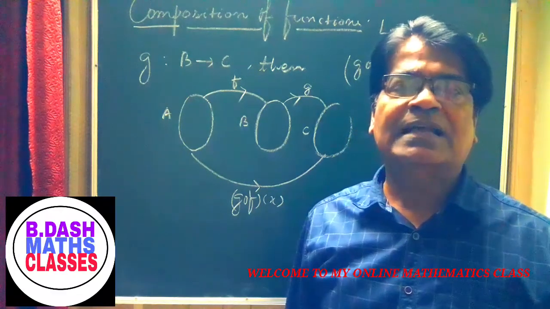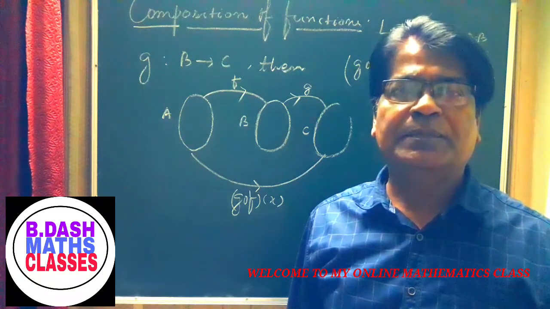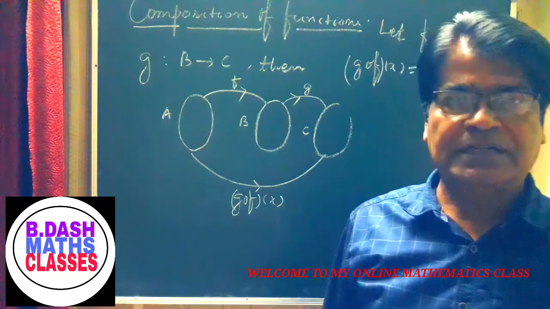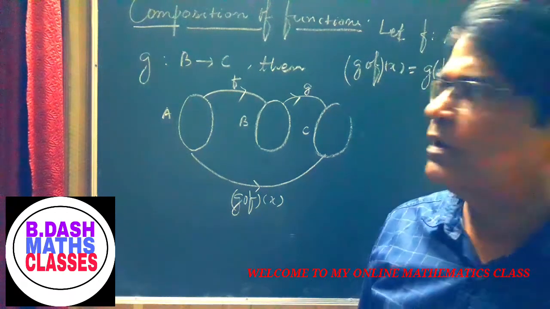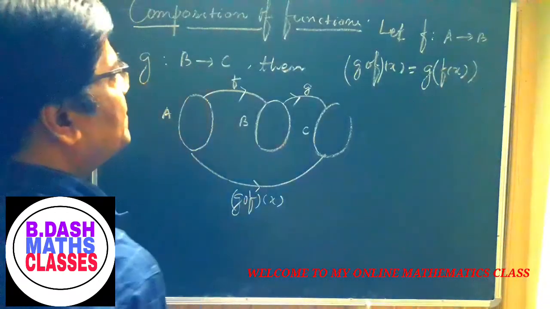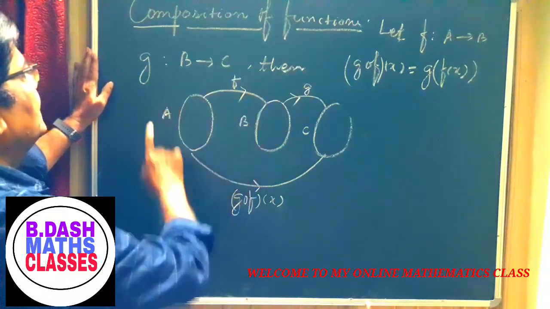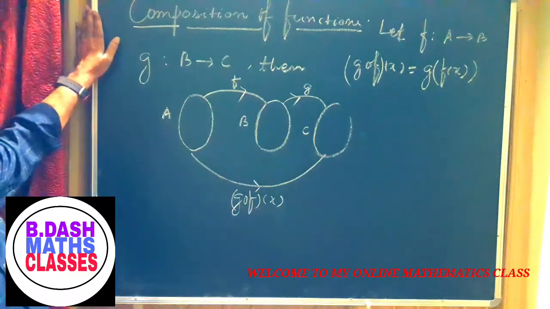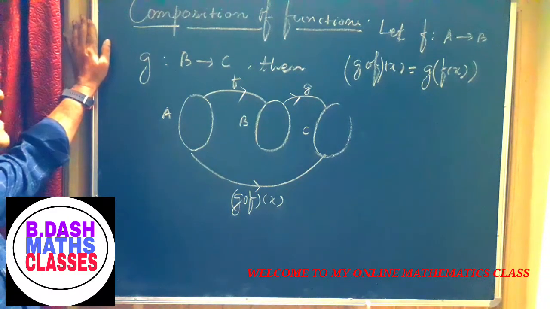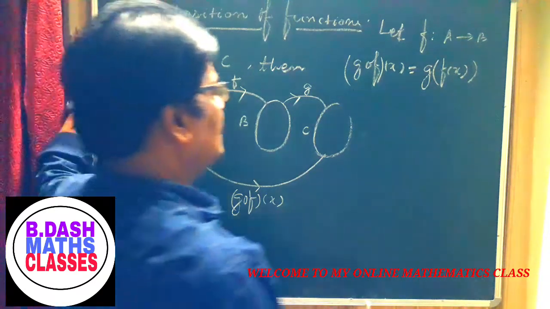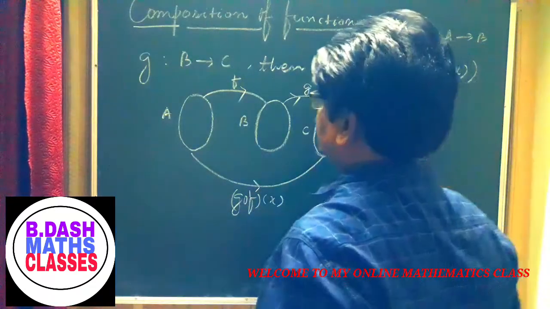In this class I am going to teach you composition of functions and application of composition of functions. So let us start the topic. Composition of functions. Let f be a function from A to B, g be a function from B to C. Then the composition function g∘f of x is equal to g(f(x)). So the pictorial representation is here.